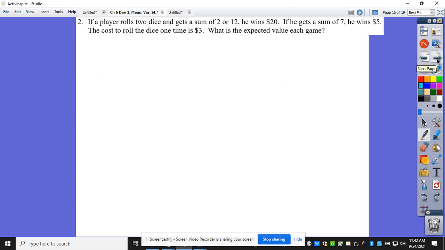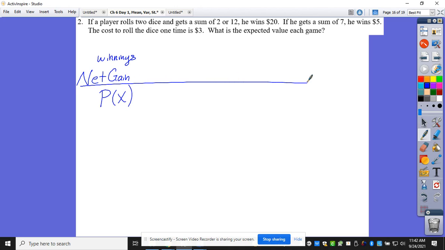Alright, so let's look at this one. If a player rolls 2 dice and gets a sum of 2 or 12, they win $20. If they get a sum of 7, they win $5. The cost to roll the dice once is $3. So we're basically starting straight at B because we get what's going on here. So we've got our winnings, our net gains, and our P of X. And then I usually do a category label above.